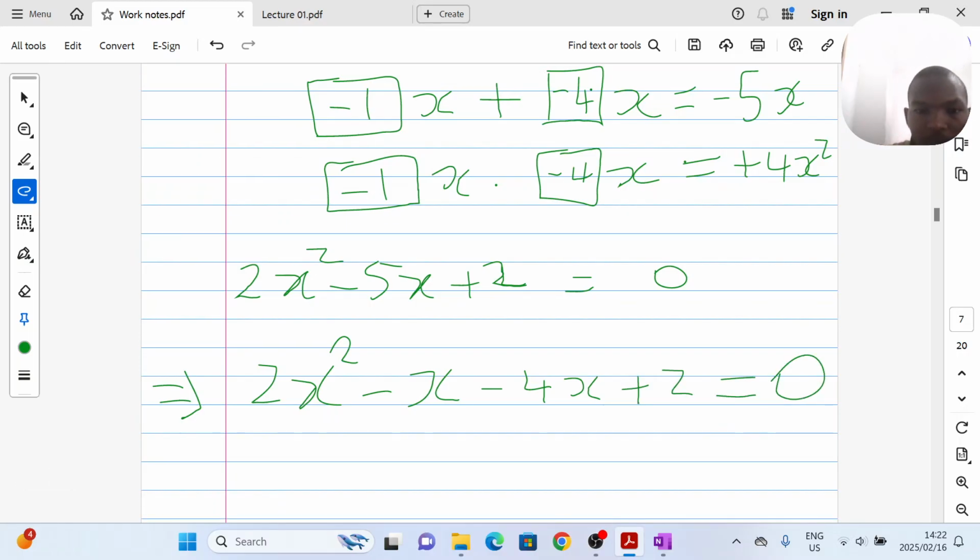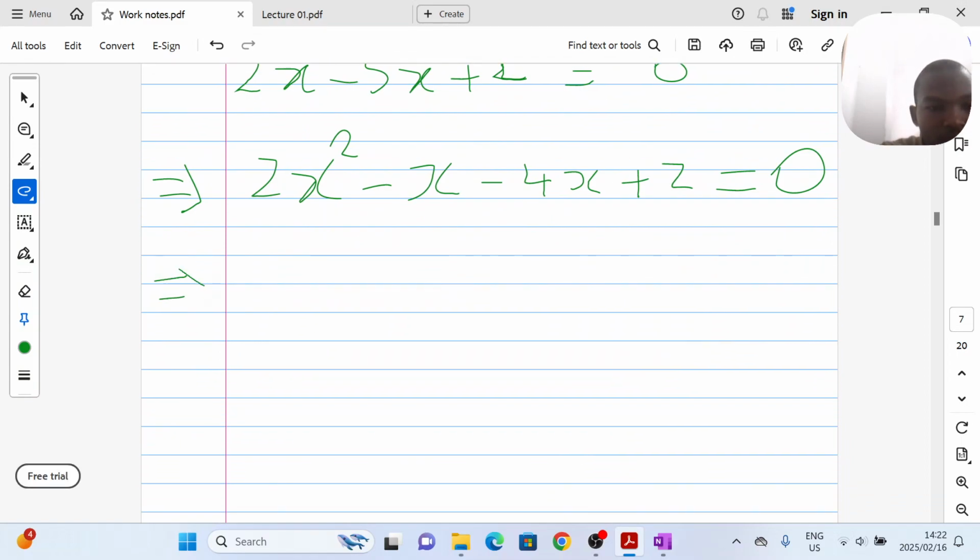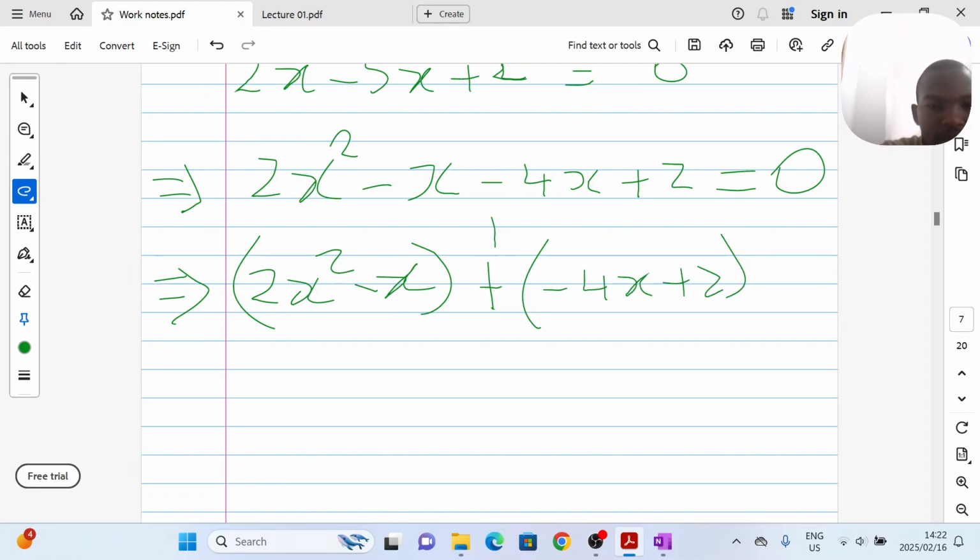Now that you have that, we group two terms. So we're going to group the first two. So you're going to have 2x squared minus x. Put these in brackets, plus minus 4x plus 2. Note that this plus, I added it and I took this part as it is and I plugged it inside the brackets so that you don't make mistakes of a sign.